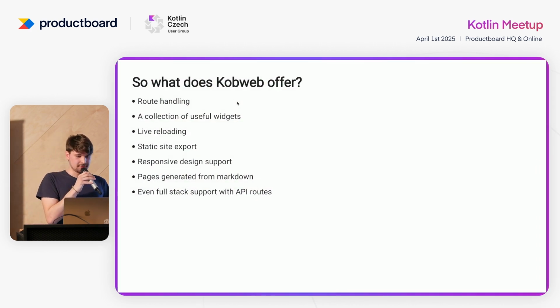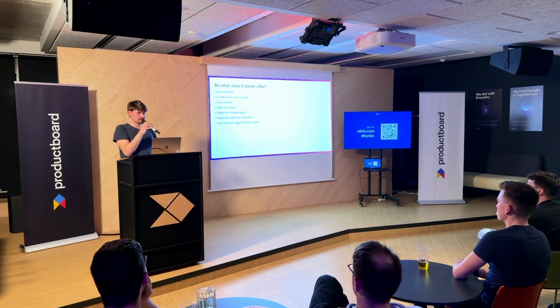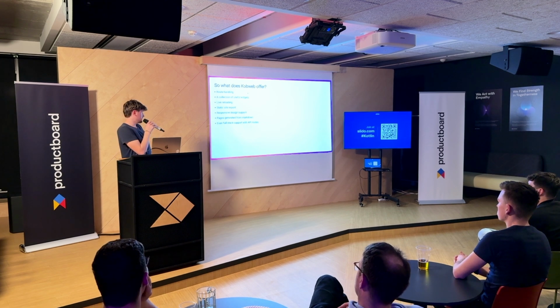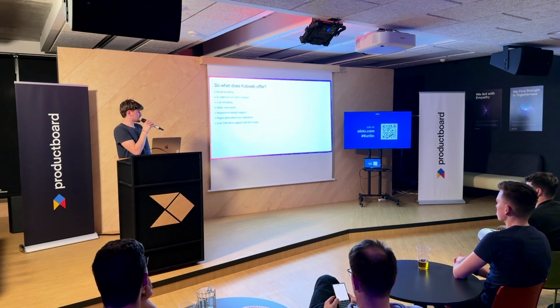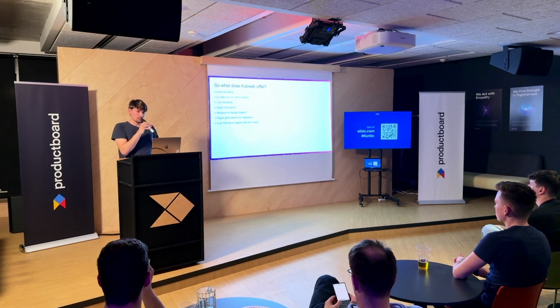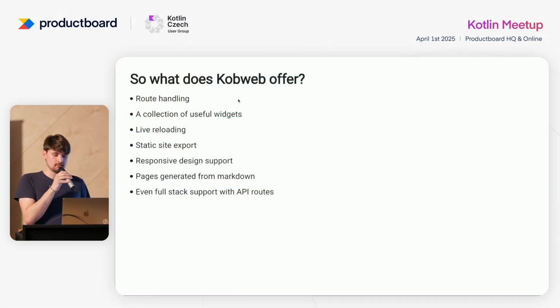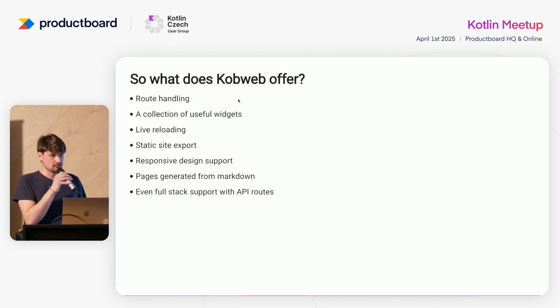So what else does Kobweb offer? It offers route handling, so the navigation between pages. Normally in Compose HTML you would have to implement it yourself, but Kobweb does that for you. As you've seen, there are a lot of useful widgets, and then there's a sub-library of Kobweb called Silk, where a lot of styled and nice widgets are ready to be used. Kobweb also offers a command line tool, which can support your development with live reloading. It does static site exporting, so for deployment.